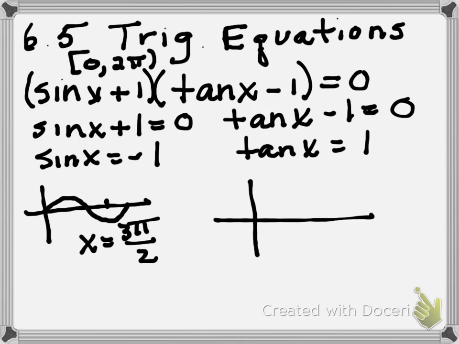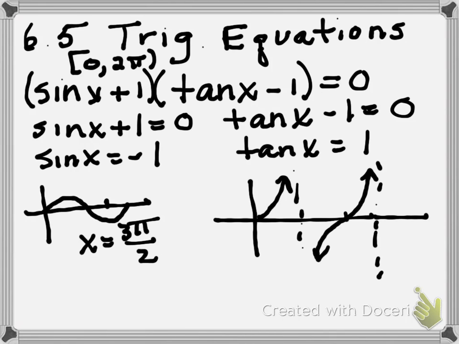Well, let's sketch the tangent graph again just to refresh your memory. Okay. So, first of all, you want to identify the quadrants, because I think that's important. We know that the tangent is positive in the first quadrant and in the third quadrant. Now, the first quadrant would be here to have a value of 1, and the third quadrant would be here of a value of 1.